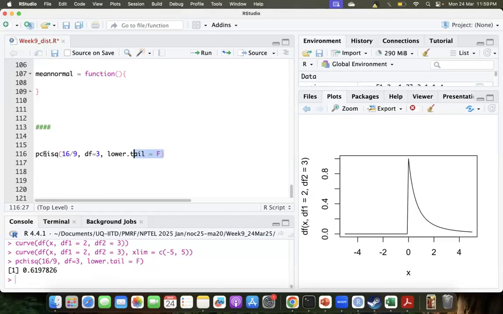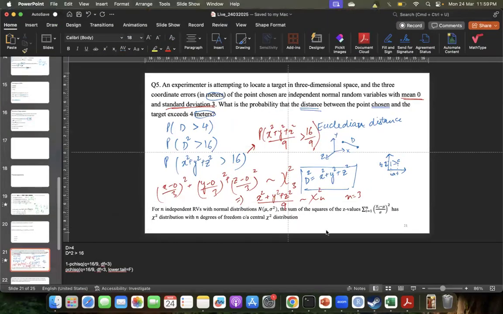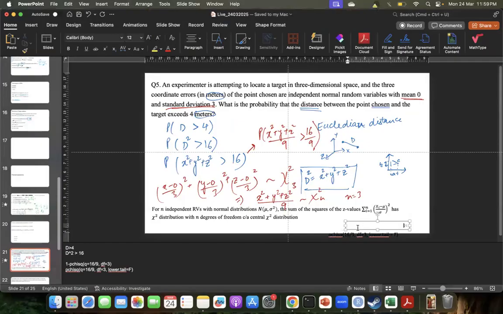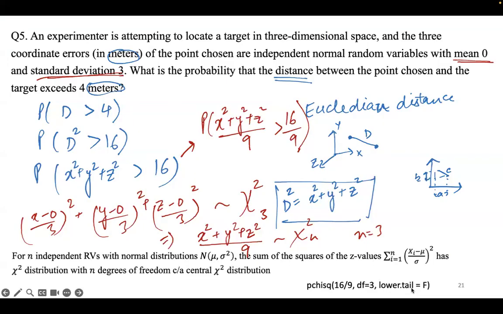So that's your answer here. You could also do lower tail true and then do 1 minus lower tail true. So that does the same thing. Okay. So that's how we can do this question.